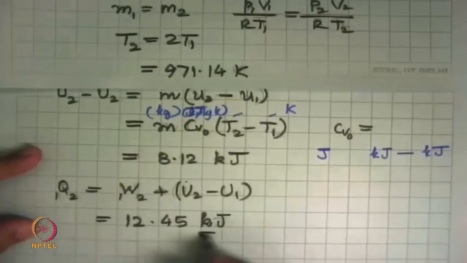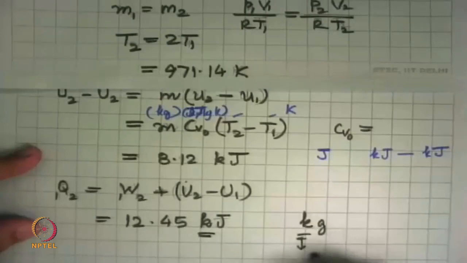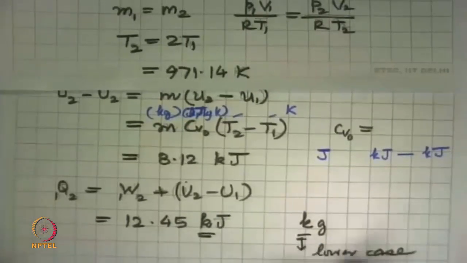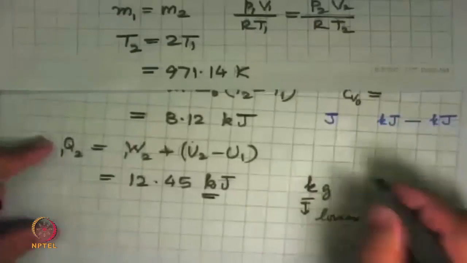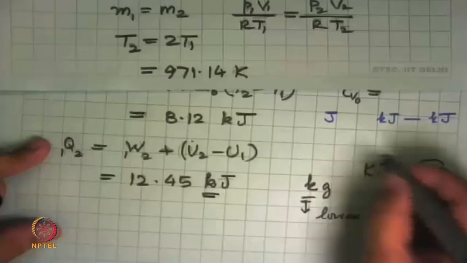Please remember that when we write kilojoules or kilograms, this k is always lowercase. It should never be capitalized. So writing kilojoules as KJ or kilogram as KG, both are wrong.